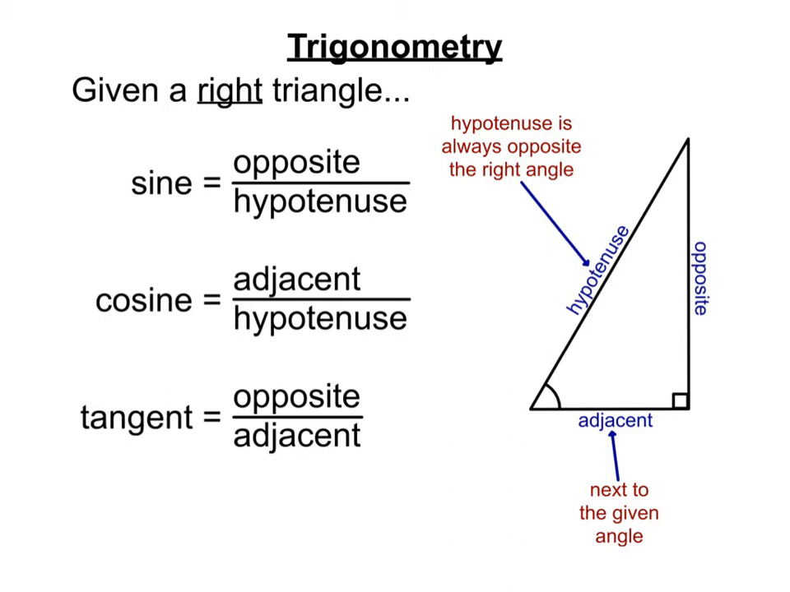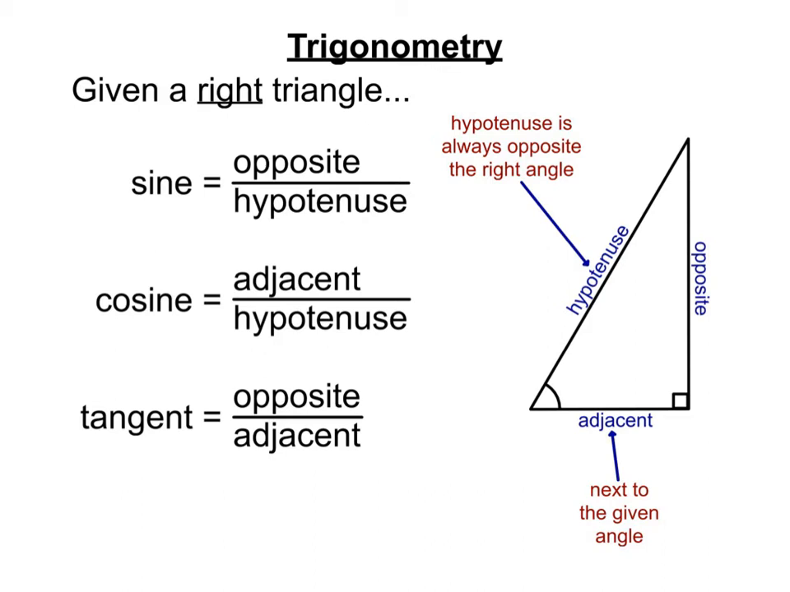So, as you take a look at these, these are definitions you're going to need to know going forward. You need to know that sine equals the opposite over the hypotenuse. Cosine is adjacent over hypotenuse, and tangent is opposite over adjacent. Now, you need to know those. You need to memorize that.